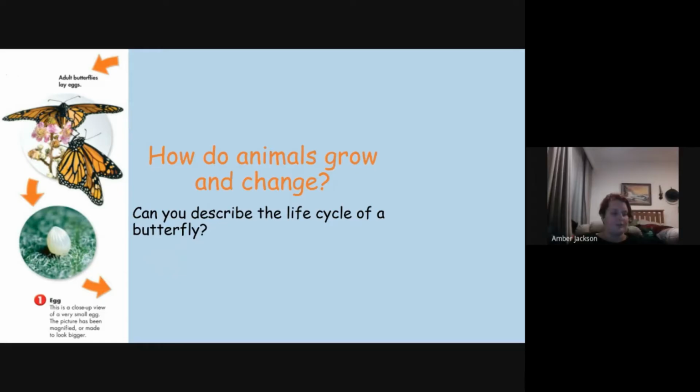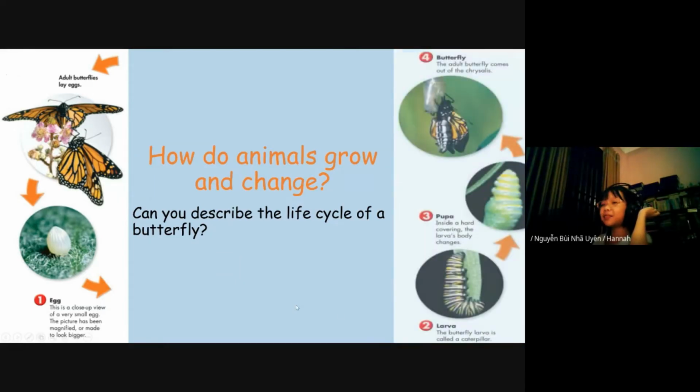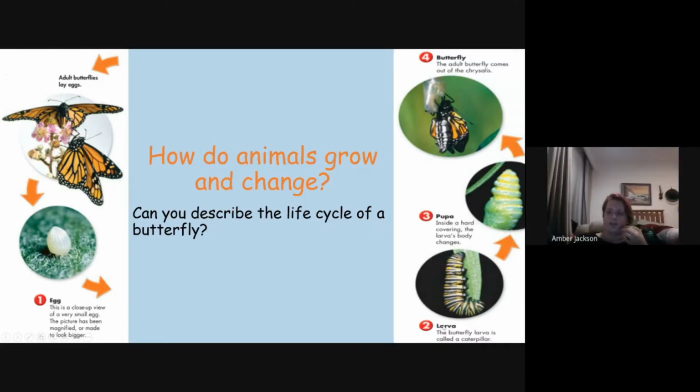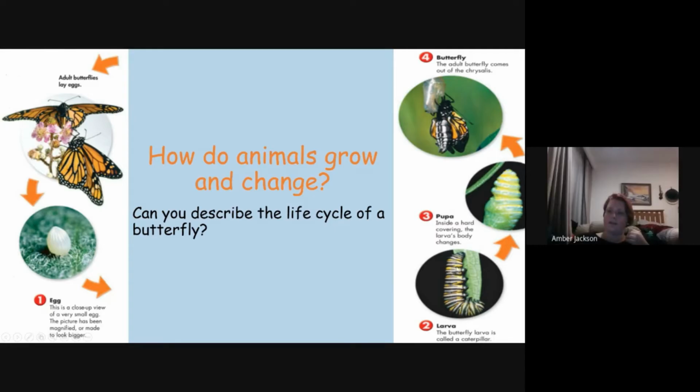What happens after it lays the eggs, Hannah? It will hatch into a caterpillar. Very good. Hatches into a larva. Yeah, larva. Right? After it turns into a caterpillar, it eats, and it eats, and it eats. And then it decides, I'm done eating. I'm nice and full and fat. And it creates itself a little pupa.